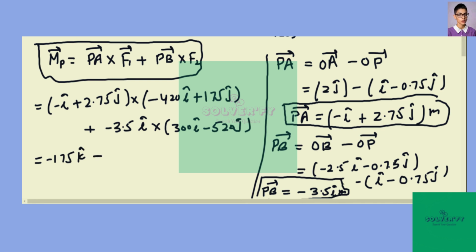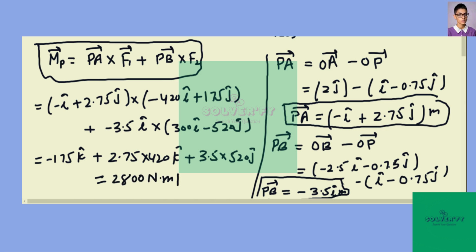Using the cross product property, 2.75 into 420 k cap plus 3.5 into 520 j cap. So on solving, this value will be around 2800 Newton meter. K cap means the direction will be anti-clockwise.